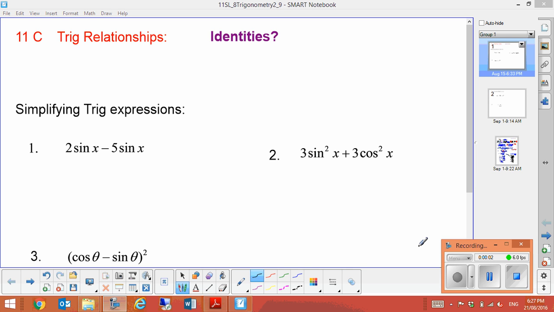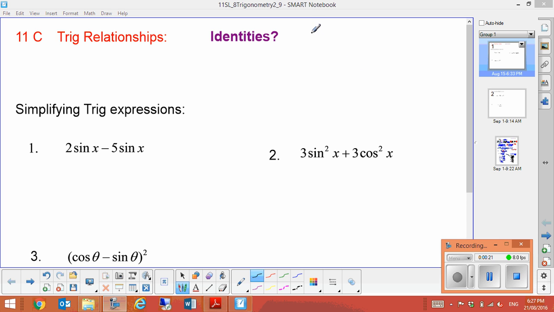Hello IB. What we want to do with this section, 11C, is start doing algebra using trig expressions. So far we've seen two relationships involving trig expressions, and we can refer to those as identities because they are another way of writing the same trig expression.